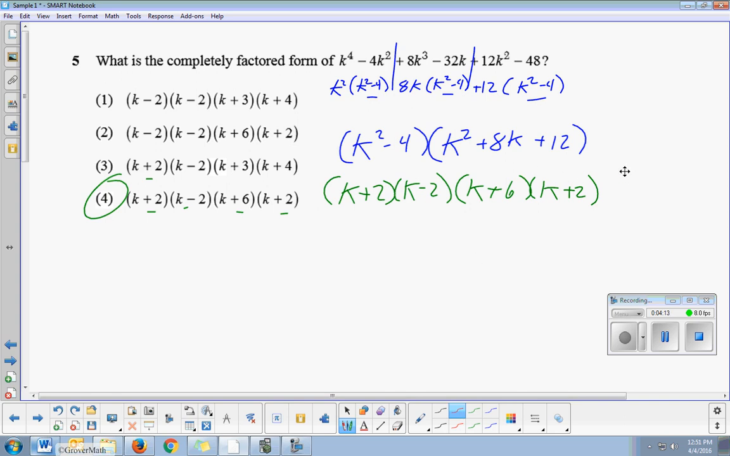The results, if we were to solve for k, we would have negative 2 with a multiplicity of 2, because there's 2 factors of k plus 2. And we would also have a positive 2, multiplicity 1, and a negative 6. Right? Positive 2 from this and a negative 6 from that.